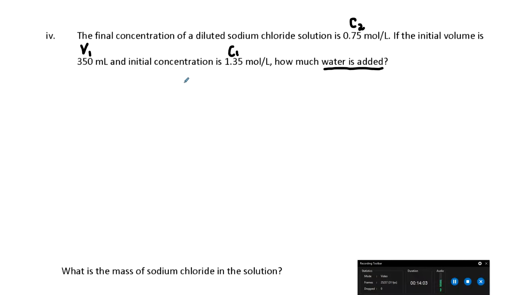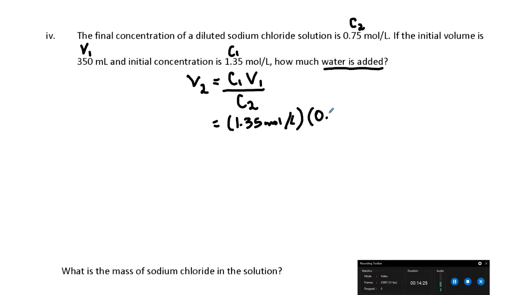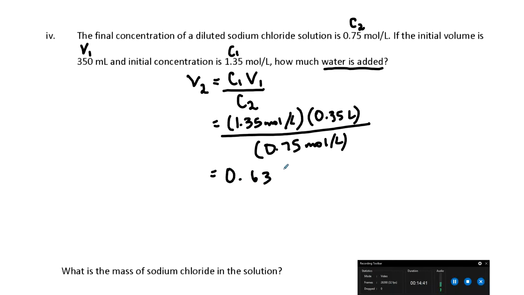So I'm solving for V2. V2 is equal to C1 V1 over C2. Let's plug in what I've got. V1, instead of 350 milliliters, would be 0.35 liters. And C2, 0.75 moles per liter. So when I calculate all of this, I get 0.63 liters.